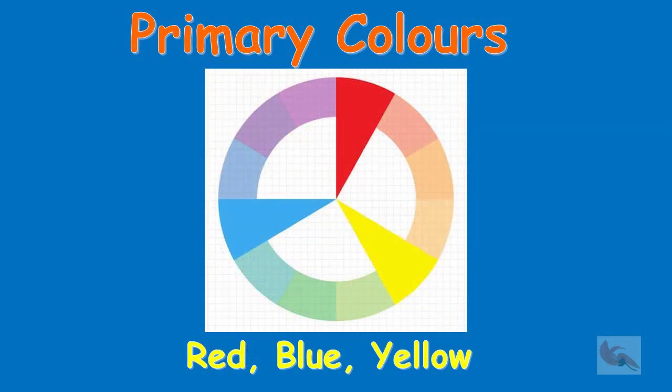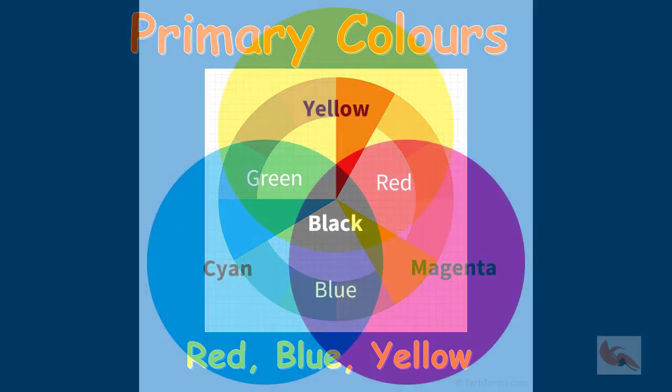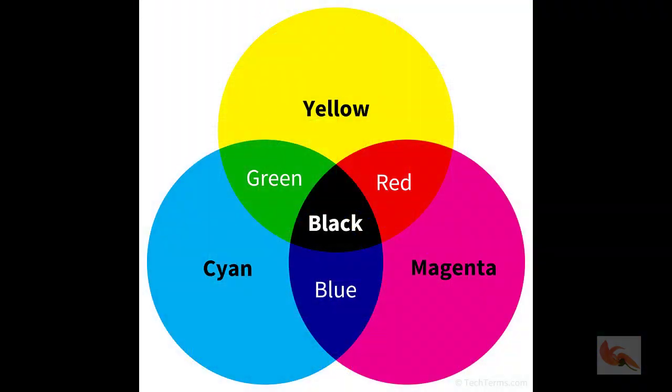Primary colors are red, blue and yellow. They are called primary because you can't make them by mixing any other colors. In case of printing technology, they use CMYK, cyan, magenta and yellow, and K is for key, that is black. Cyan and magenta are slightly different versions of red and blue only.